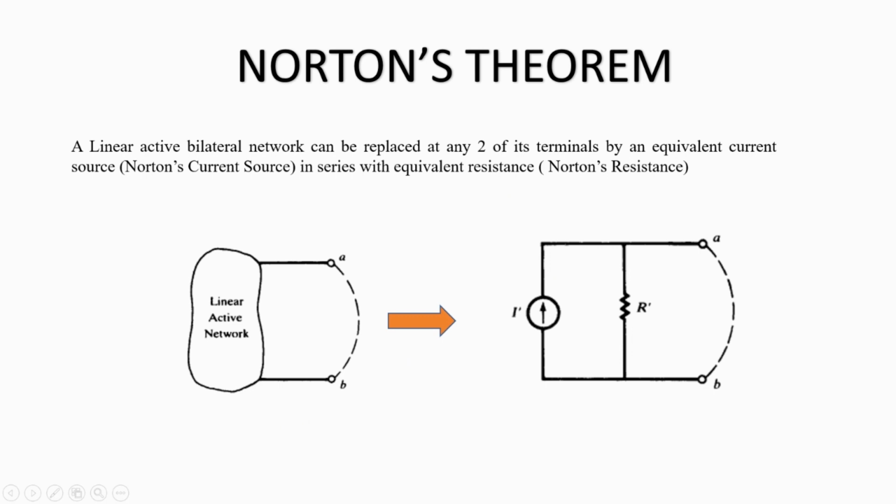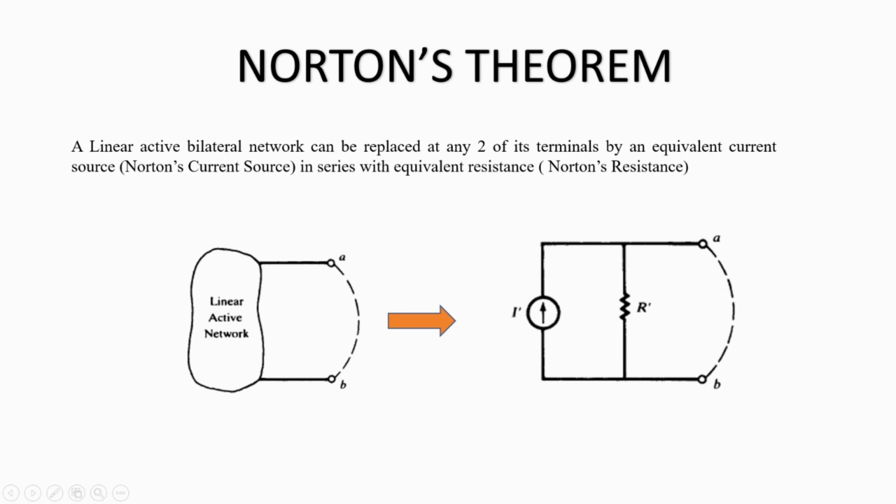As this diagram shows, if there is a linear active network with a load connected across AB, it can be transformed into an equivalent current source with an equivalent resistance in parallel with the current source. And this entire setup is connected across the output terminals AB where the load resistance would be connected.